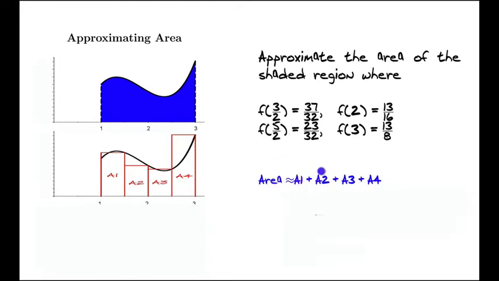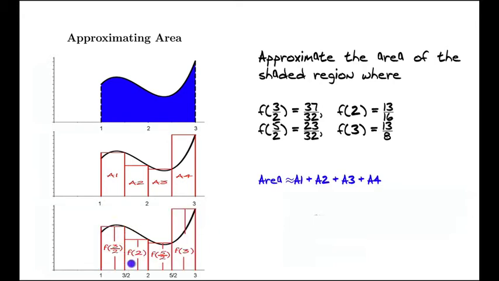So what we then need to do is find the areas of each of these rectangles. To do that, let's mark the height and the width of each of the rectangles on the graph. The height of this rectangle is found by substituting 3 halves into the function, so this height is f of 3 halves. The height of this rectangle is found by substituting 2 into the function, so this height is f of 2. The height of this rectangle is found by substituting 5 halves, so this is f of 5 halves. And finally, the height of this rectangle comes from taking 3, substituting it into the function, and getting this height, which is f of 3. So we can use those to find these areas.